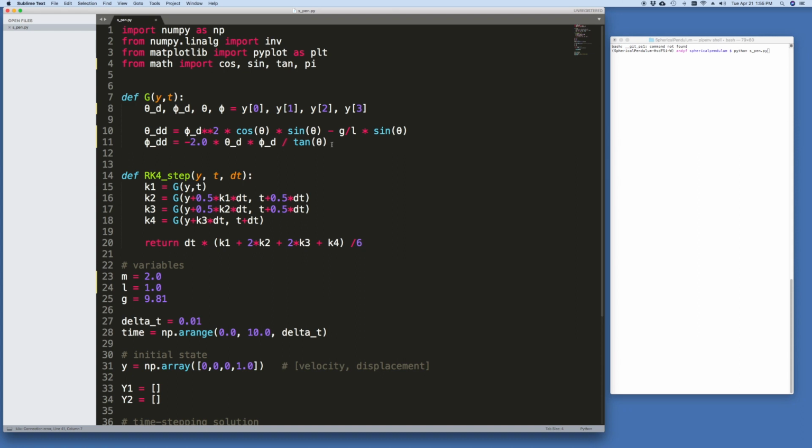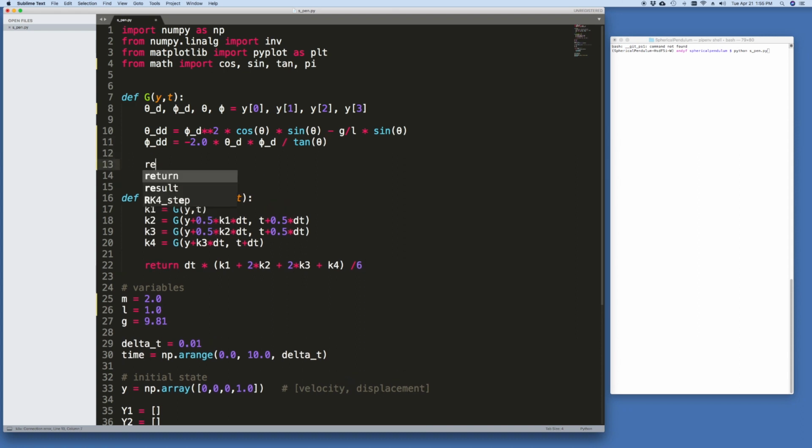I realize I haven't returned my matrix here. So let me add the return. NumPy array. I just put the expressions in. And this will be theta double dot.